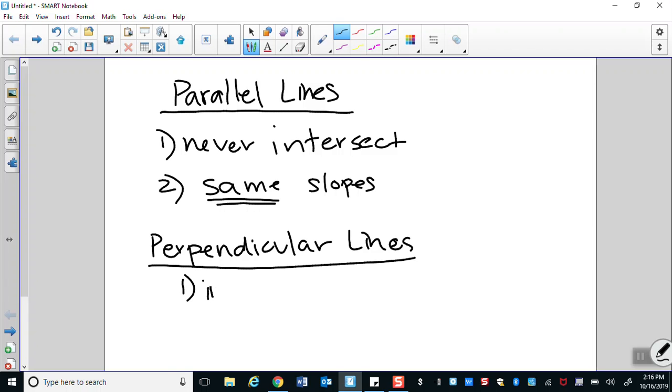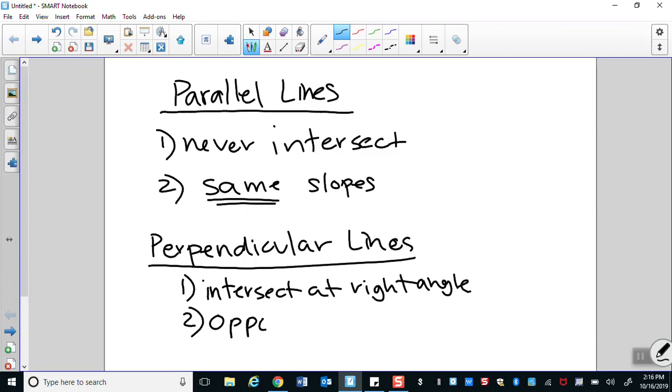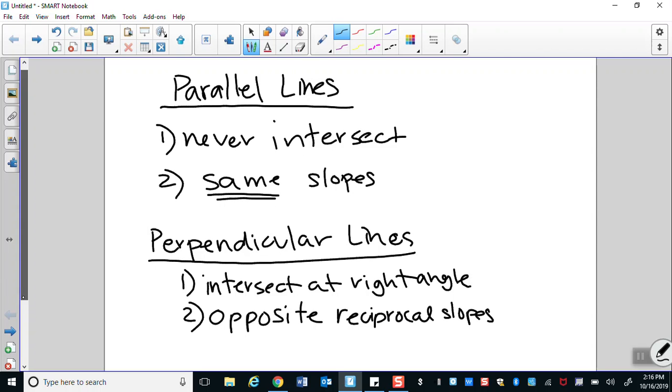Now with perpendicular lines, we know that they intersect to make a right angle. And we also reviewed at the beginning of this unit that they have opposite reciprocal slopes. So let's talk about what that means.